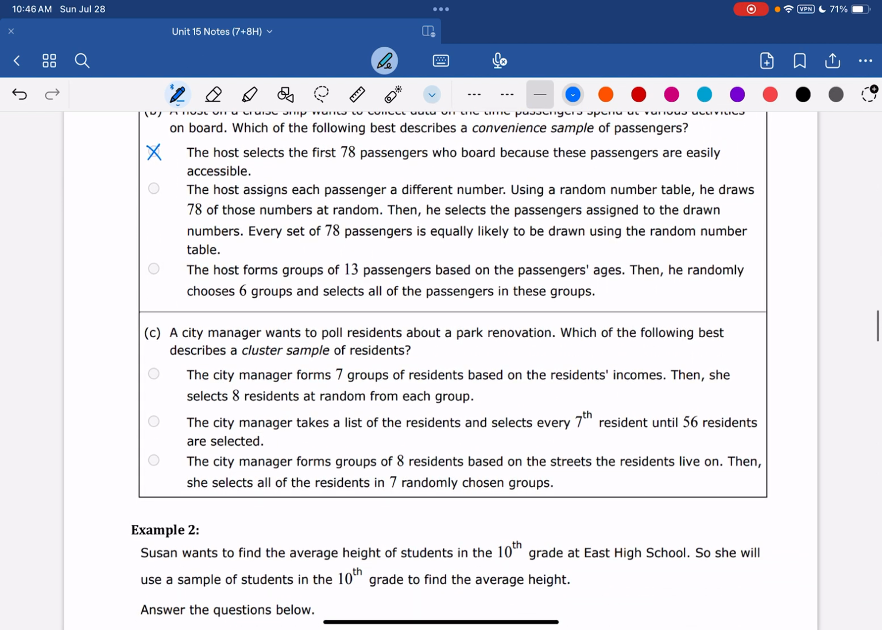So the city manager forms 7 groups of residents based on the residents' incomes. Then she selects 7 or 8 residents in each group. That would be stratified. Let's see. The city manager makes a list of residents and then selects every 7th. And the manager forms groups of 8 residents based on the streets where they live and then selects. It would be that one.